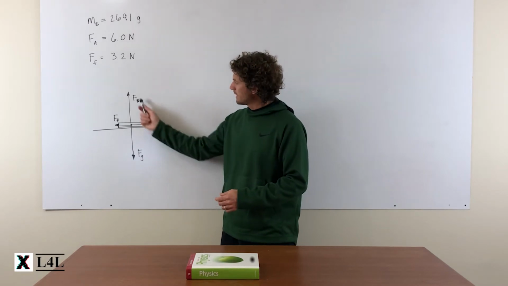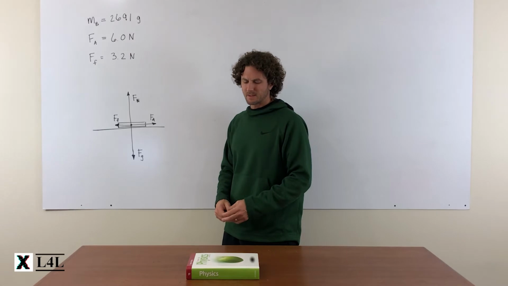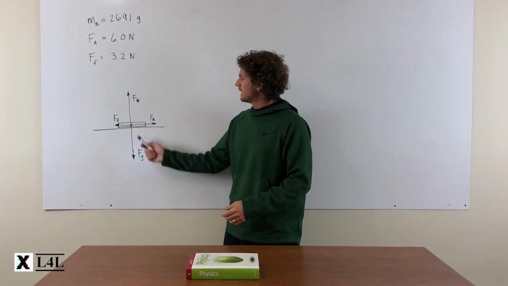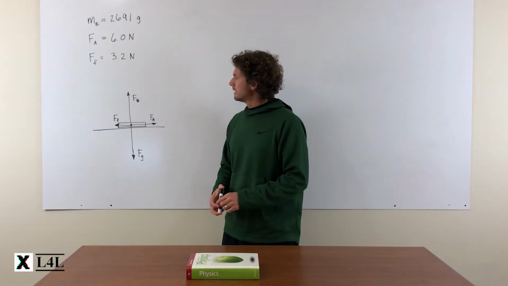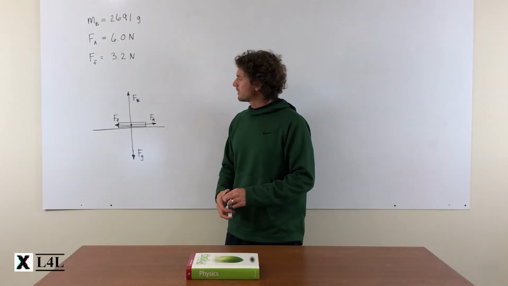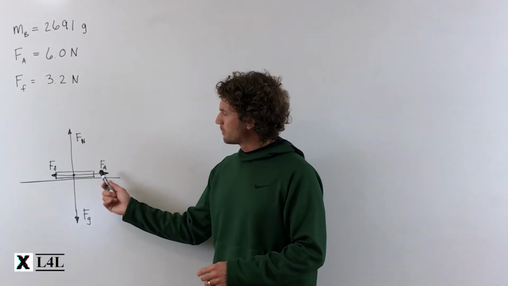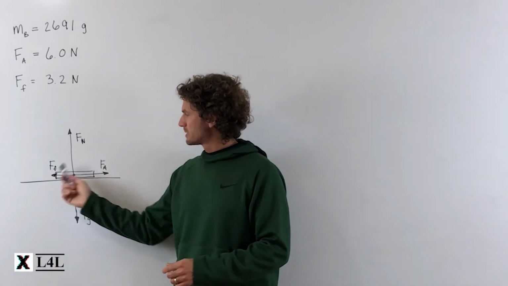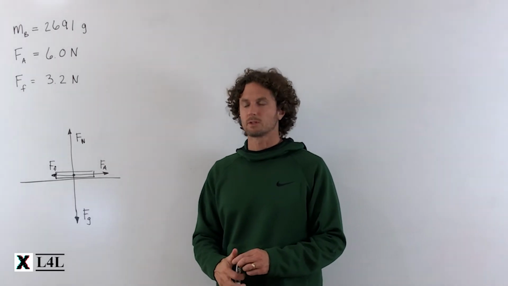So we've identified all our variables. Notice that I know that the object is not accelerating in the vertical direction. I've drawn these vector arrows to be equal in length, indicating the magnitudes are the same but opposite in direction. And the force applied is 6 versus the 3, so it's roughly twice the size of the force of friction.